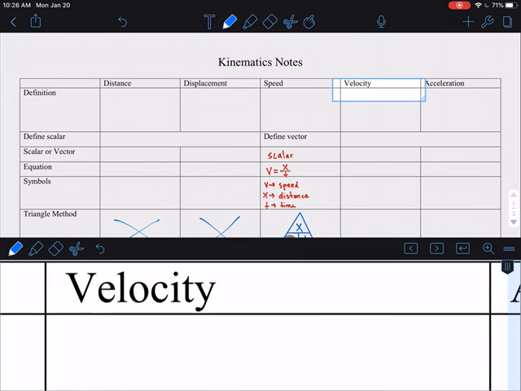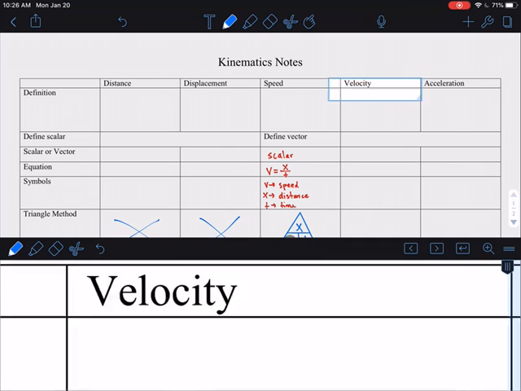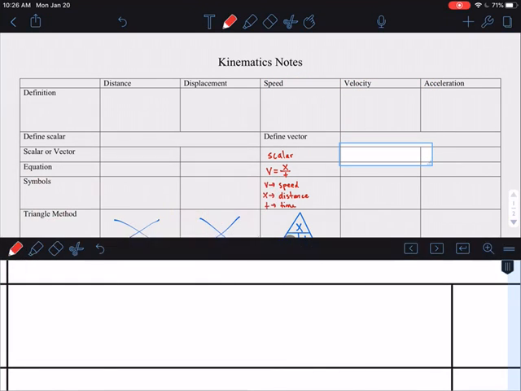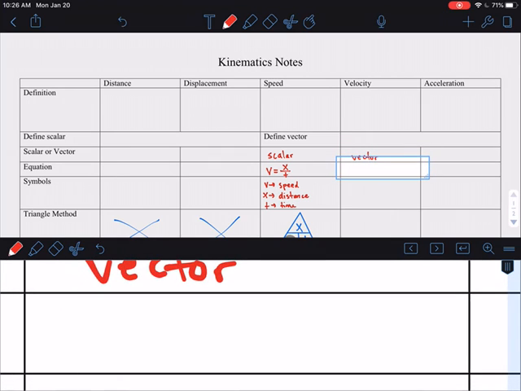Now let's go up to velocity. Velocity is the same as speed, except it has direction, so that makes it a vector. It's going to have a magnitude with a direction. Really the equation doesn't change, we just change our symbols to show that we're dealing with velocity and not speed. With velocity, we use a v with an arrow on top. That arrow means we're dealing with velocity, meaning it has a direction. Usually an arrow points in the direction of something that's going.